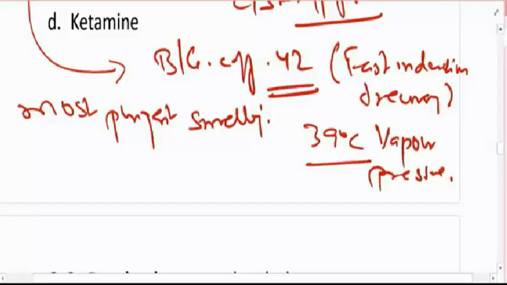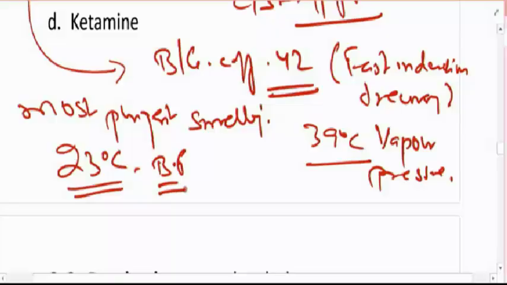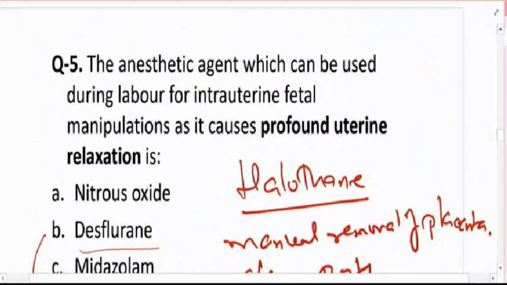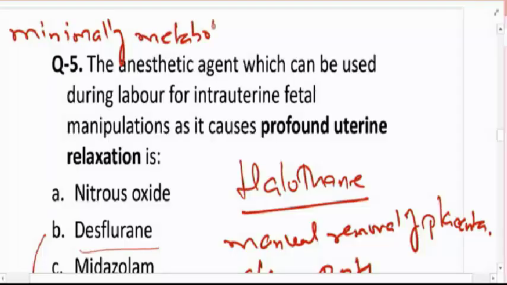And delivery of the agent depends upon the vapor pressure. Also, desflurane has the lowest boiling point, 23 degrees centigrade. Now, desflurane is minimally metabolized in the body, less than 0.1%.